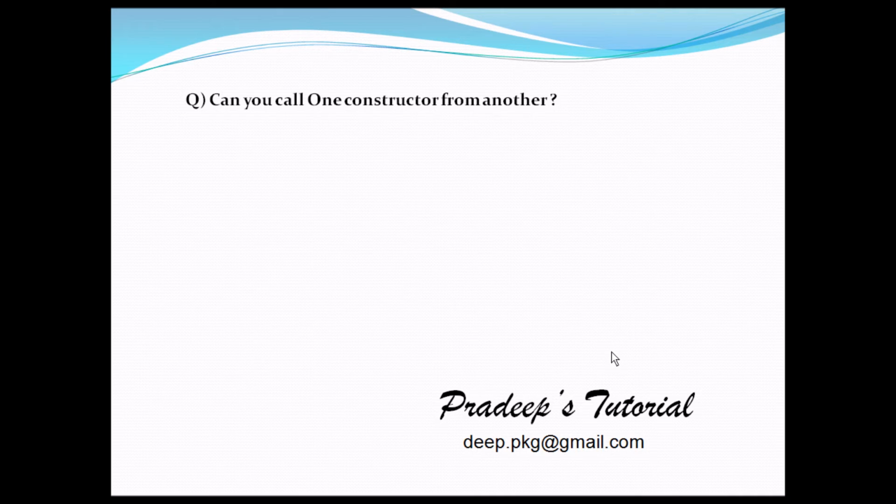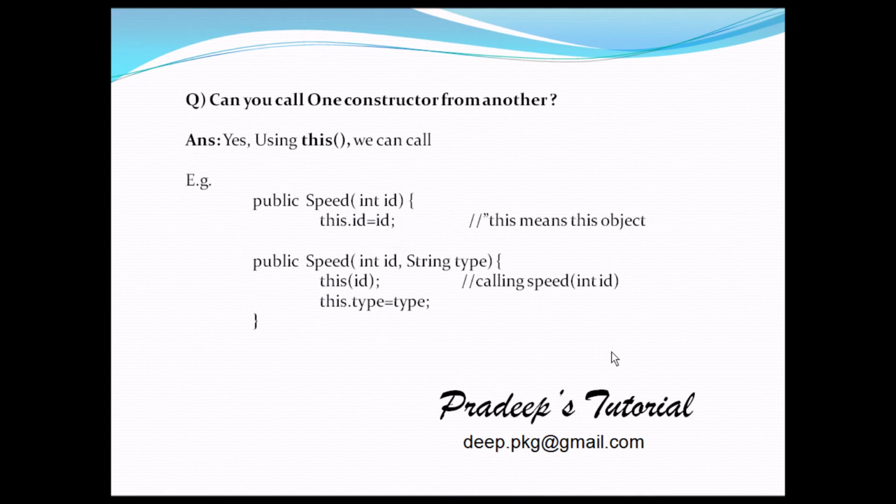Can you call one constructor from another? The answer is yes. Using this we can call. We'll see one example on this. Suppose we have a Speed class and we want to call this constructor from this parameterized constructor. So we use this, and it will call this Speed constructor.